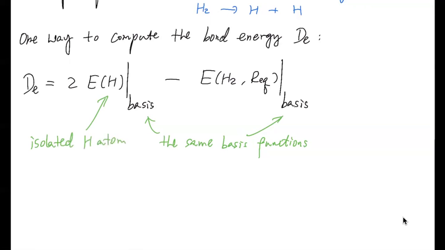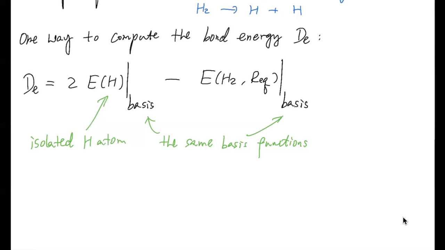right? Suppose you only have one hydrogen atom, then you solve the Schrödinger equation. What do you get, right? Of course, for hydrogen atom, we know its ground state energy is negative 13.6 electron volt. This is the exact answer.